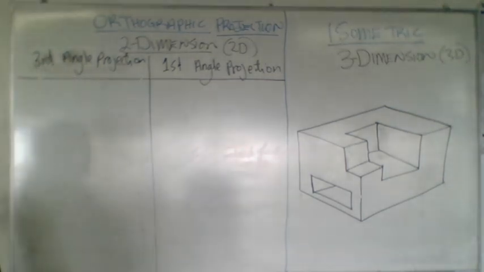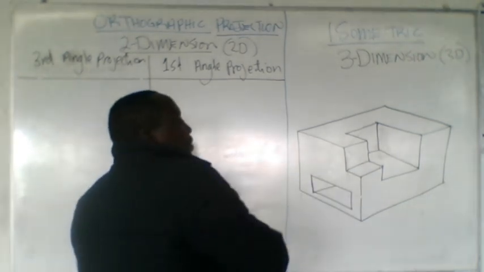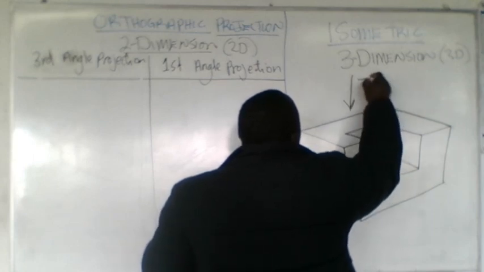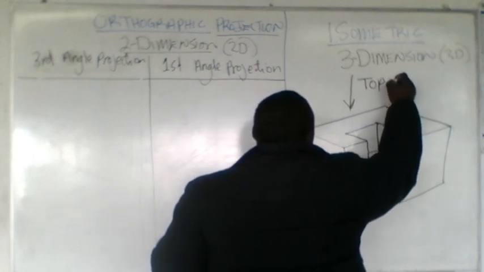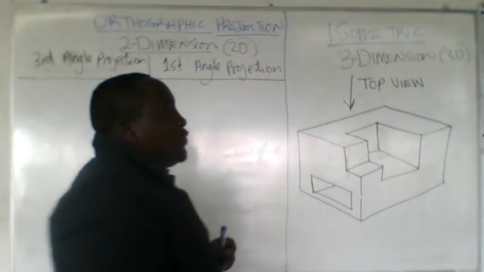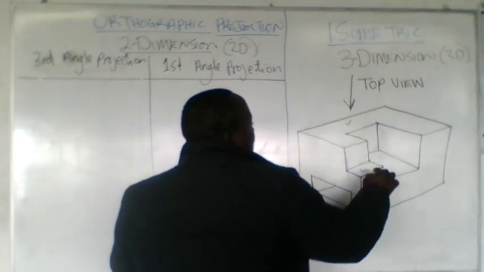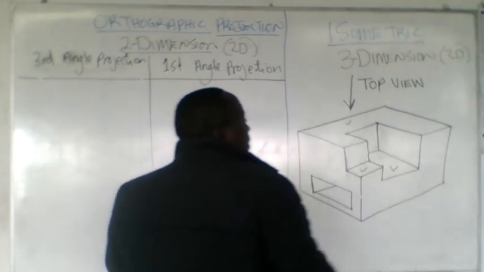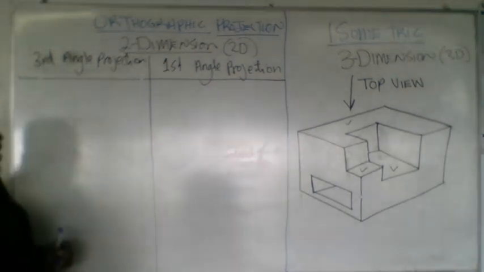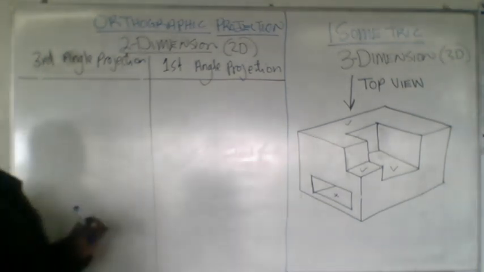Okay, so we are going to use this drawing in order for us to come up with what we need in orthographic. So when you look from the top, we call it what? Top view. You have the view from the top, so it's called top view. So you see this face and this face, as well as this one. Three faces will be visible to you. But this face here will not be visible, but it's there.